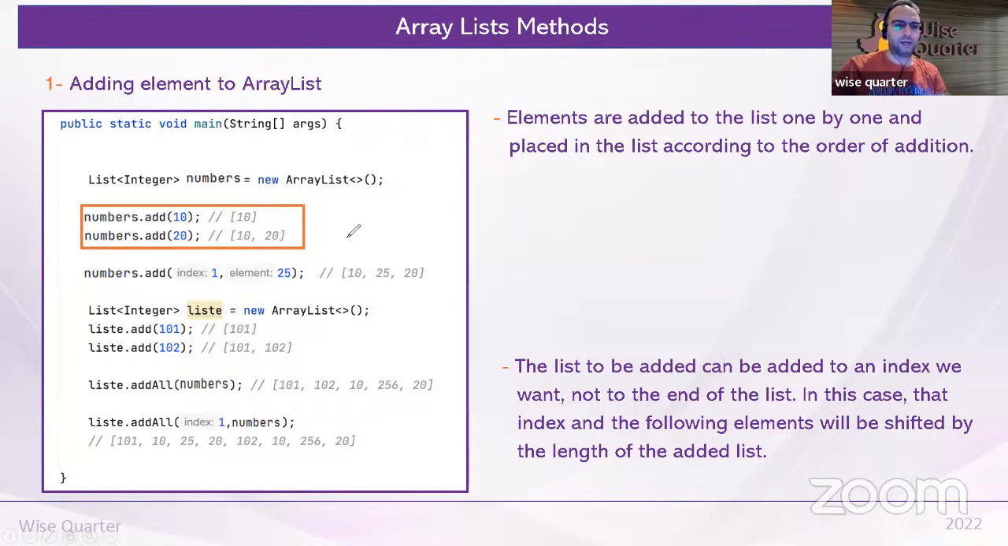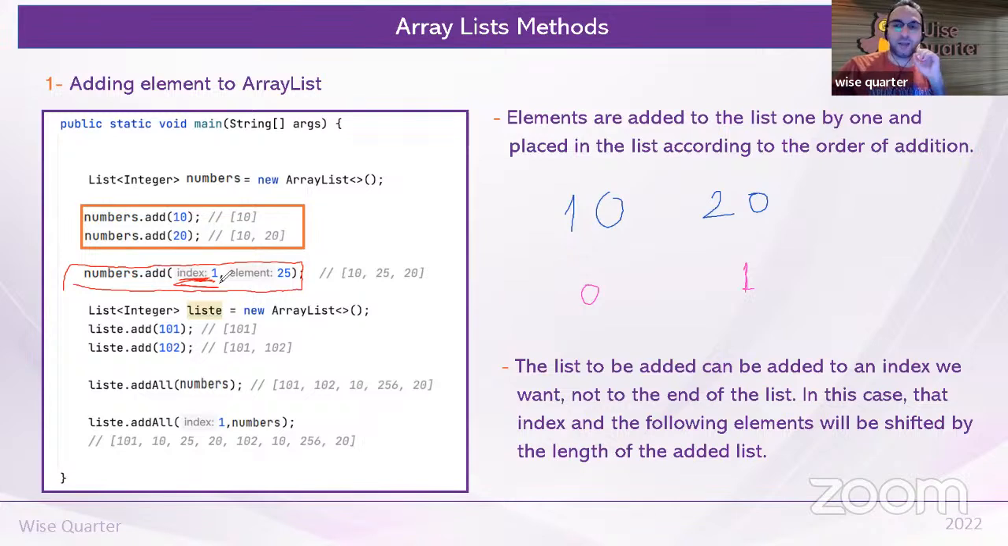I will write the elements. First, I have added 10. Then I added 20, right? Let me write the index numbers here. This is index 0, and this is index 1. In the next step, I am trying to add an element by using the index number. It's very important. When I do this one, it will add 21 to index 1.